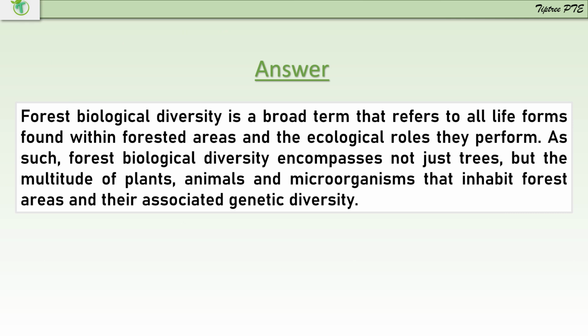Forest biological diversity is a broad term that refers to all life forms found within forested areas and the ecological roles they perform. As such, forest biological diversity encompasses not just trees, but the multitude of plants, animals and microorganisms that inhabit forest areas and their associated genetic diversity.